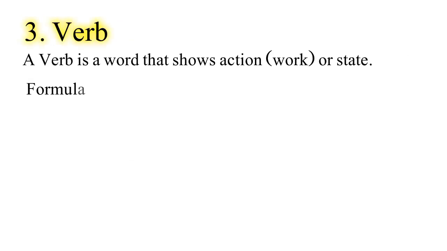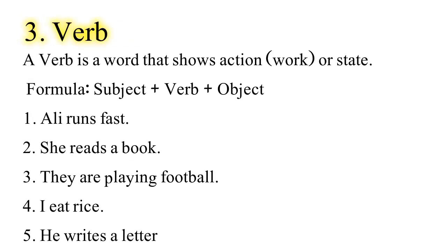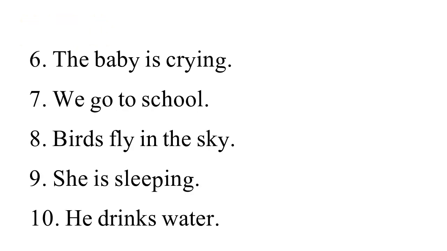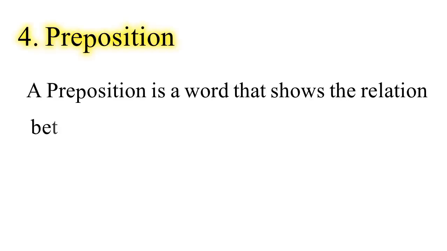Verb. Definition: a verb is a word that shows action, work, or state. Formula: subject plus verb plus object. Examples: 1. Ali runs fast. 2. She reads a book. 3. They are playing football. 4. I eat rice. 5. He writes a letter. 6. The baby is crying. 7. We go to school. 8. Birds fly in the sky. 9. She is sleeping. 10. He drinks water.